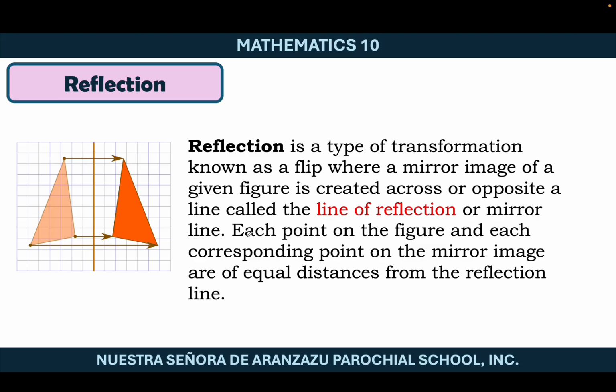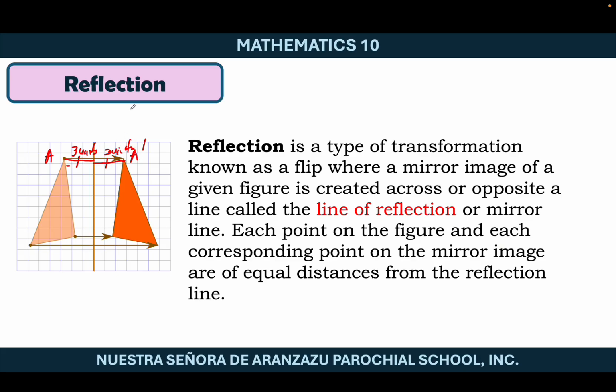So, in a reflection, the same with the translation, each point on the figure and each corresponding point on the mirror image are of equal distance from the reflection line. So, ibig sabihin, if we have here the point A, our reflected point A prime have the same length, okay, yung sukat nito are equal to this one. Let's see, ang distance niya is 3 units. So, yung layo din ng A prime to the reflection line is also 3 units.